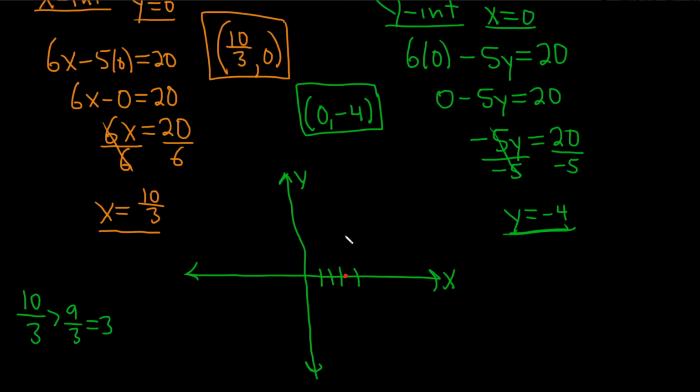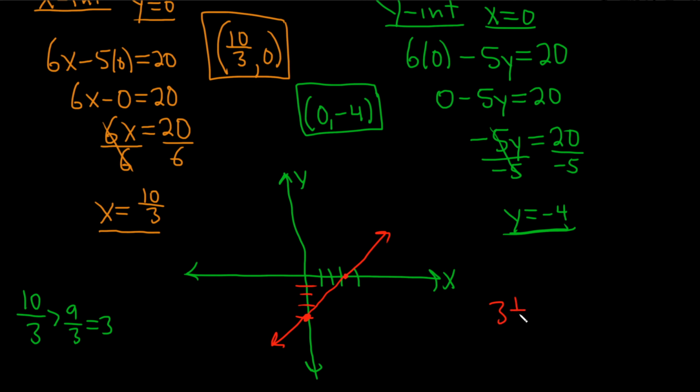Okay, so this will be this point here. So a little bit bigger than 3. Okay, it's like 3 1/3, I believe. So it's like right there. It's a little bit bigger than 3. So you go right by 10/3, up by 0. 0, negative 4, you go right 0 and down 4. So 1, 2, 3, 4. Boom, there it is. And then you just connect the dots, and then you extend it, and there is our beautiful line.